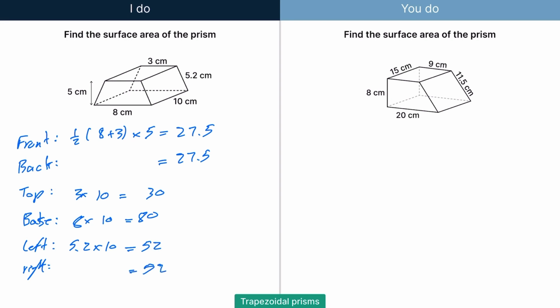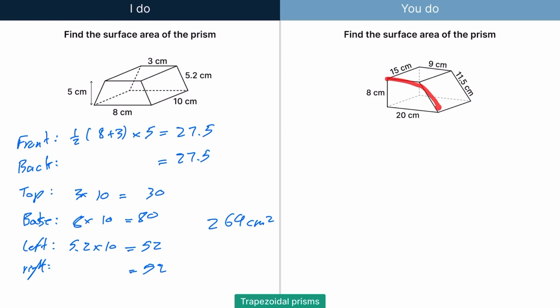So altogether, we said there's 6 faces and we have 6 areas. So now I'm just going to use my calculator, add all of that up, and that gives me an answer of 269 centimeters squared. Again, hopefully you've pressed pause and had a go at the example on the right.